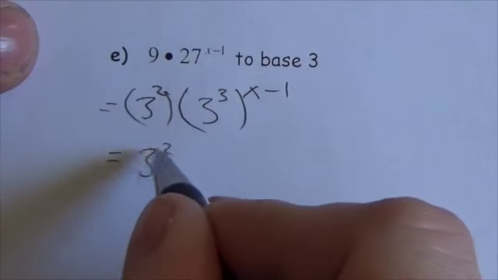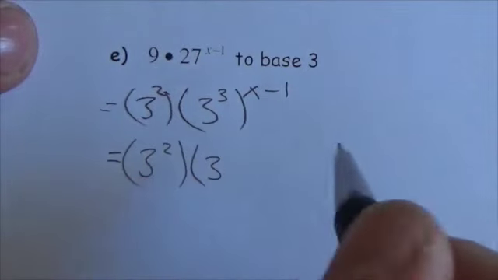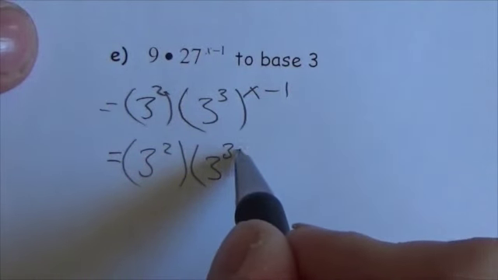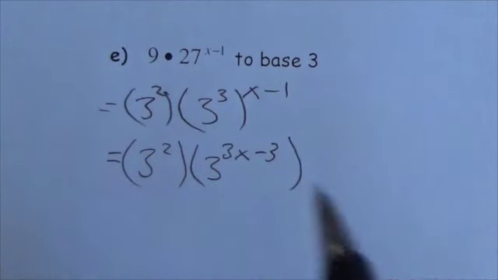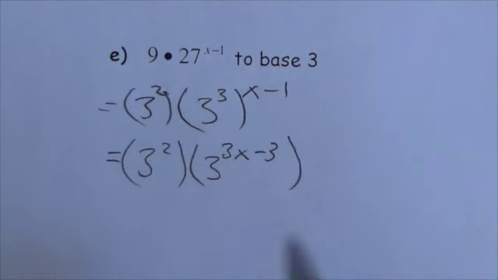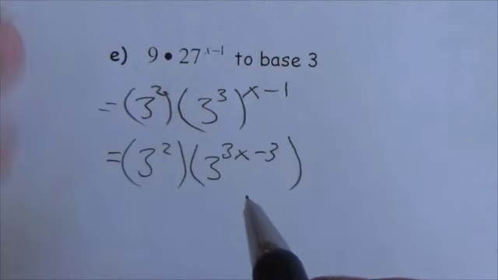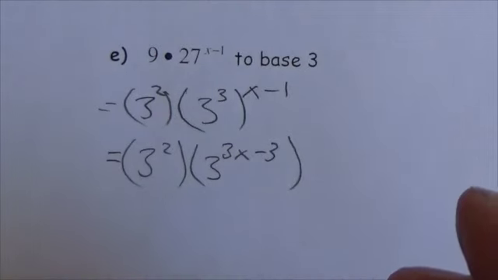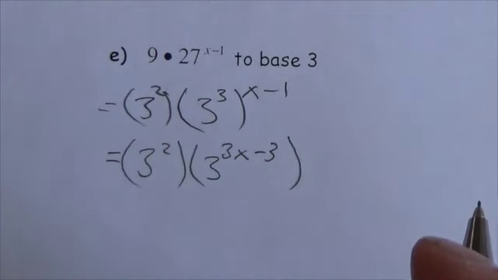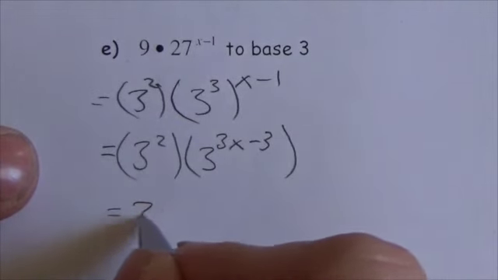So the 9, the 3 squared stays, that's fine. And this is going to become 3 to the 3x minus 3. You have to distribute the 3 through to both of the terms in the exponent. Once I've done that, now I'm going to multiply the two powers together. And how do I do that? I multiply powers by adding the exponents. So this is going to become 3.